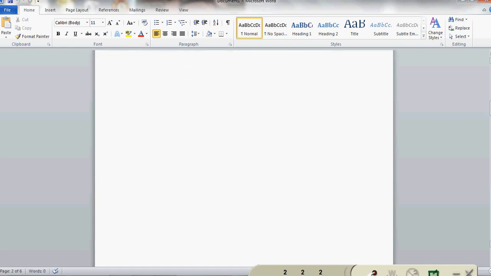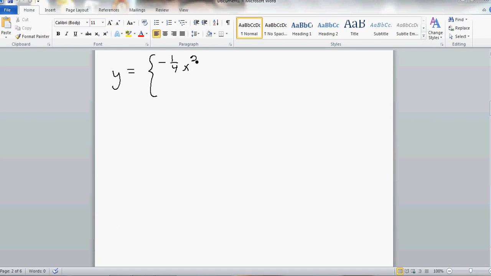Number 13 is very similar, except it's piecewise. And so we just need to deal with it and realize that it only applies for certain amounts. Negative 1/4 x squared minus 1/2 x plus 15/4, and that is only as long as x is less than or equal to 1. Otherwise, it's x cubed minus 6x squared plus 8x whenever x is greater than 1.